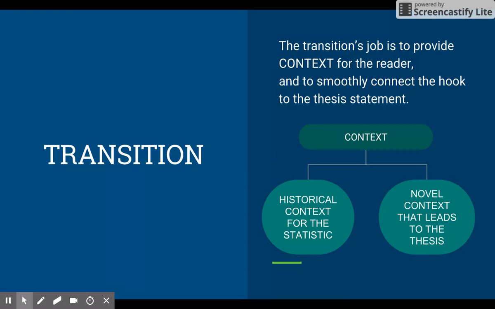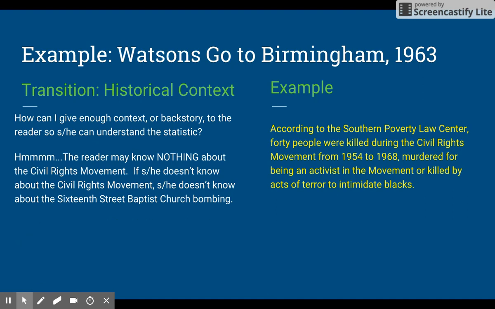Now, for this particular essay, your context is going to be in 2 parts. You'll have historical context for that statistic you've provided, and you'll also provide some context for the novel so that the thesis statement makes sense. Now, The Watsons Go to Birmingham, 1963, is still our example that we're using. How could I give enough context to this statistic so that the reader could understand better what is happening here?